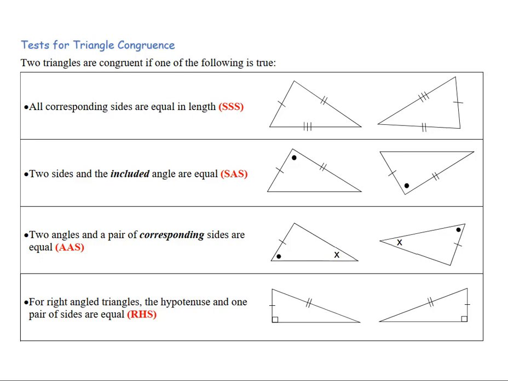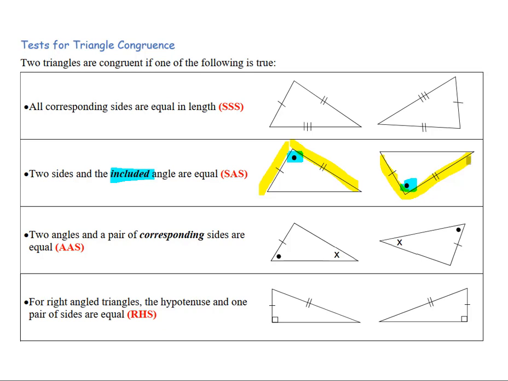Now we have 4 tests for congruency. The first one is side, side, side. That means all corresponding sides are equal in length. Our second one is SAS, or side, angle, side, and that means two sides and the included angle are equal. Now included means it's in between our two sides. So you can see that angle is in between the two sides that we know are equal. Okay.